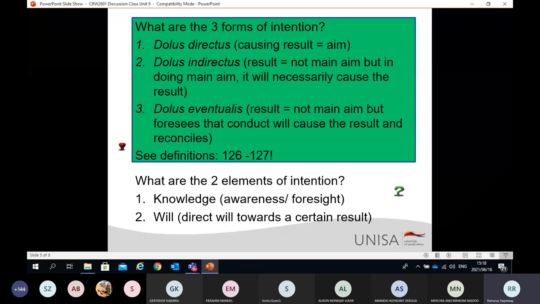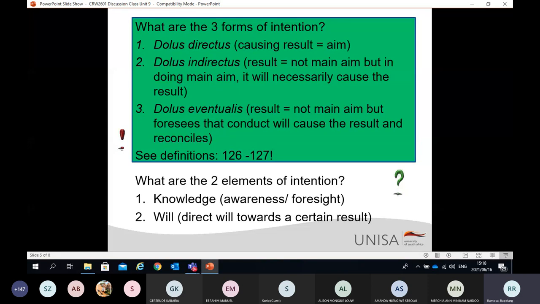Moving right along then, I have to stress that you need to know the definitions of the different forms of intention. You need to know them to the extent of actually reproducing them if you're asked to give them back to us in the exam. And you also need to know them to the extent of being able to apply them if you're given a factual scenario that requires you to apply them. Now, if a crime requires intention as a form of culpability, then it does not matter whether the intention is proved as direct intention, indirect intention, or dolus eventualis.